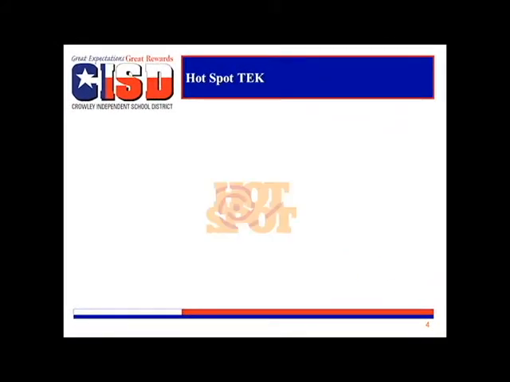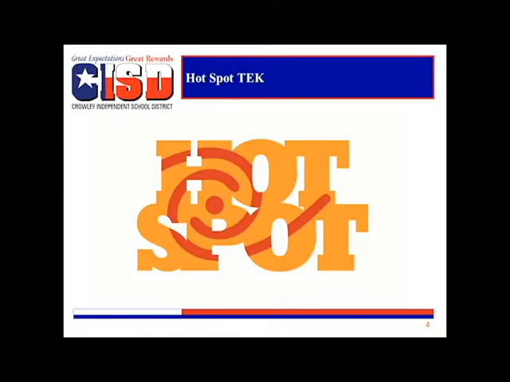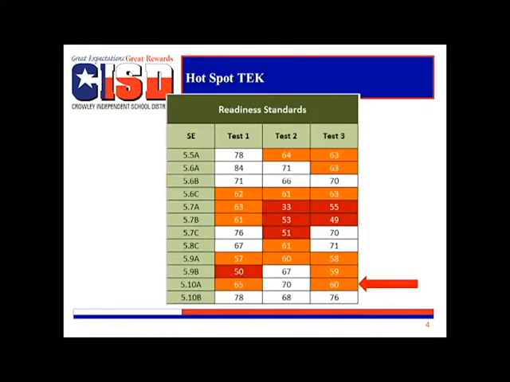We will now identify the hotspot for the 5th 6 weeks. For the 5th 6 weeks in 5th grade science, we will target TEK 5.10a. Take a moment to pause the video to read over the TEK. As you can see, 5.10a is an area of moderate concern. However, it has fluctuated considerably in the last 3 years.